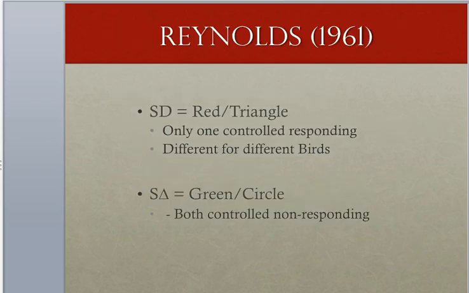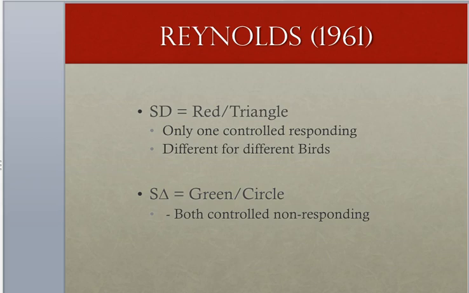So let me tell you a little bit about Reynolds' study. It's kind of a basic research study. It's not really an applied study. And so he had two stimuli. He had an SD that predicted food, and it was a red key light in an operant chamber for a pigeon. So it was a round red disc that had a white triangle on it.